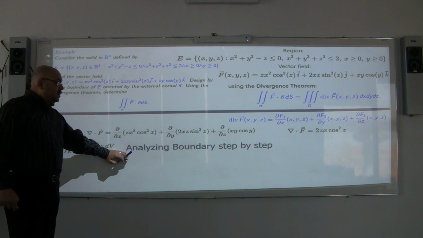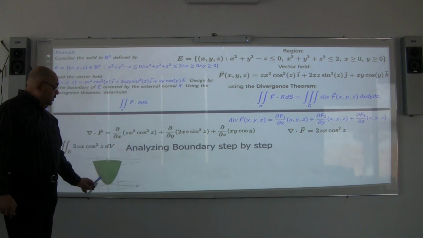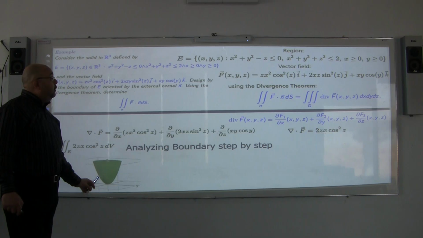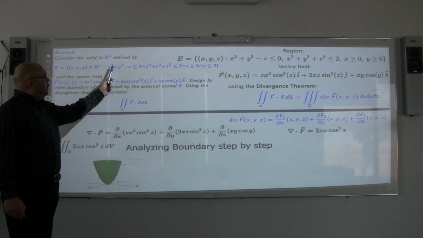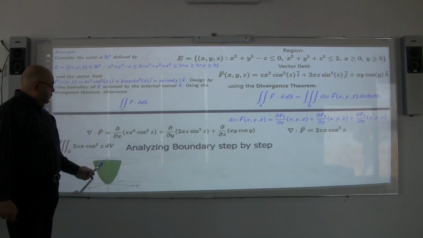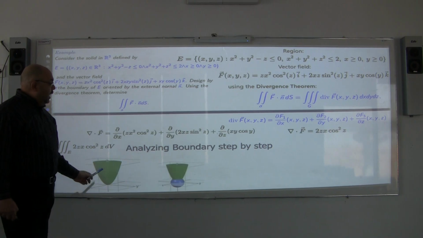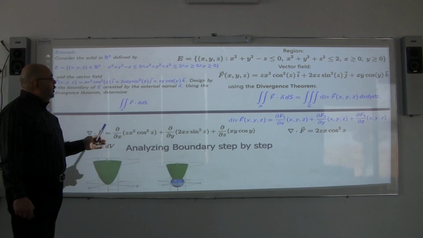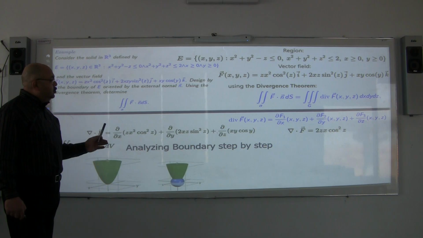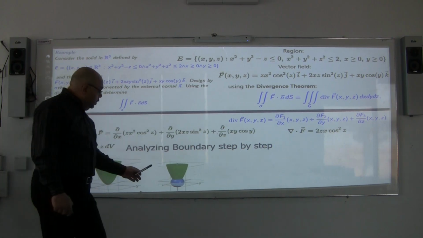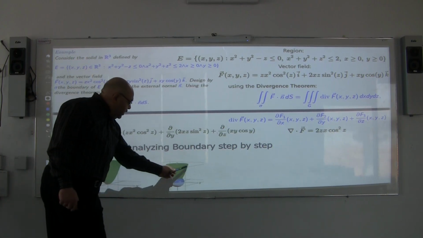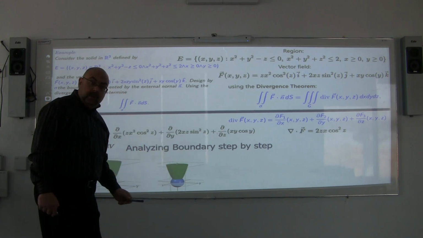So once more, let's analyze the boundary. This is the paraboloid that we are talking about, which is x squared plus y squared less than or equal to z. This is going to be the shape. Also, we have the sphere, which is x squared plus y squared plus z squared equal to 2. So that's our sphere, and that's the paraboloid that we are dealing with.